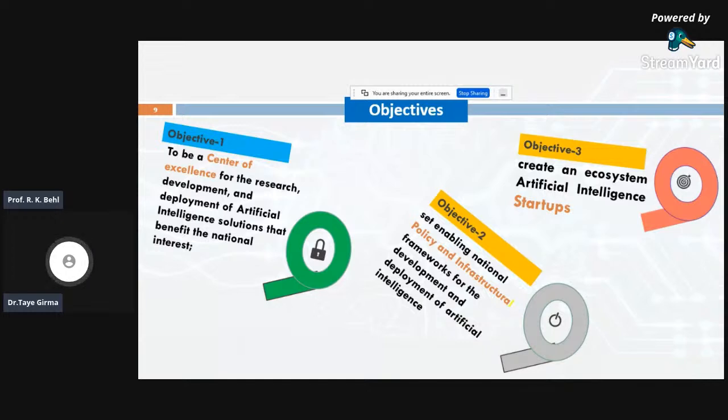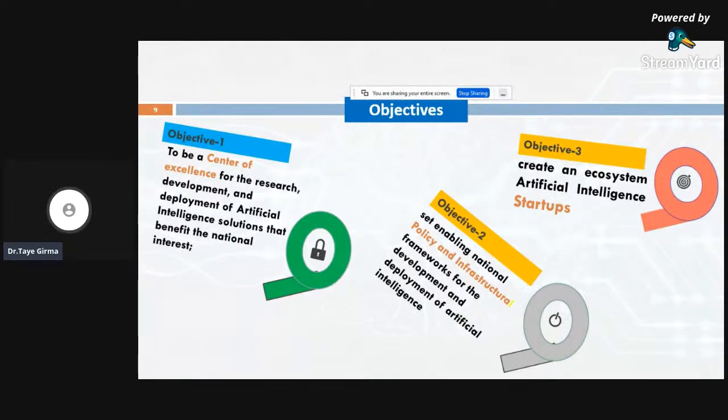Yes. So the center has set 3 objectives. One is to be a center of excellence for research and development in AI. The second objective: since we are a latecomer and there were no such organizations in the country, if we are going to work on AI, there is a need for a national AI policy. So the second objective is to set a policy and infrastructure framework for the development and deployment of artificial intelligence. And the third is to create an ecosystem for artificial intelligence startups. And that is actually what we are doing currently.